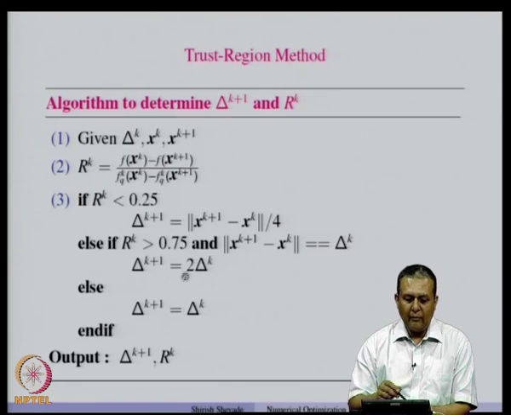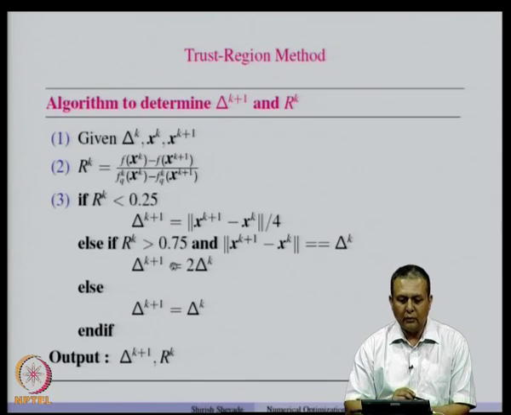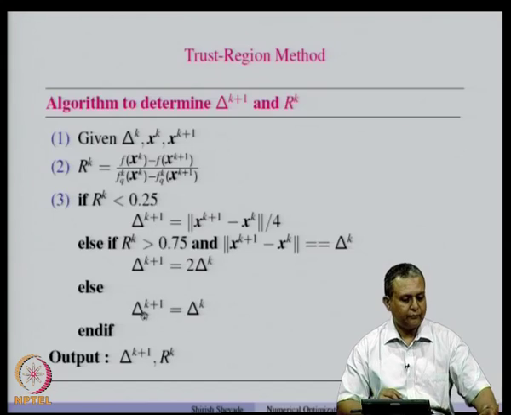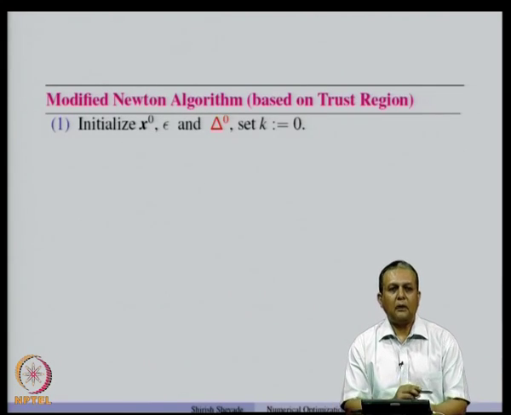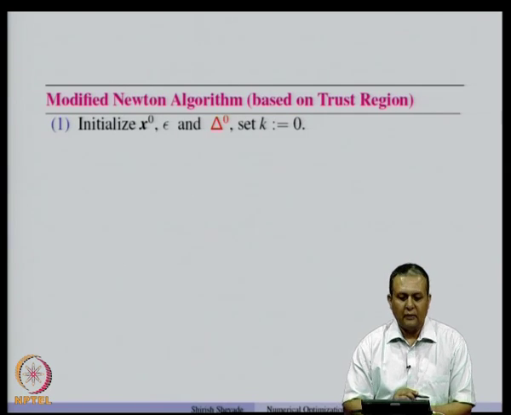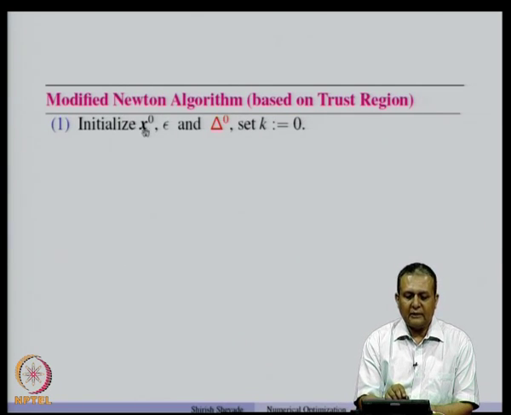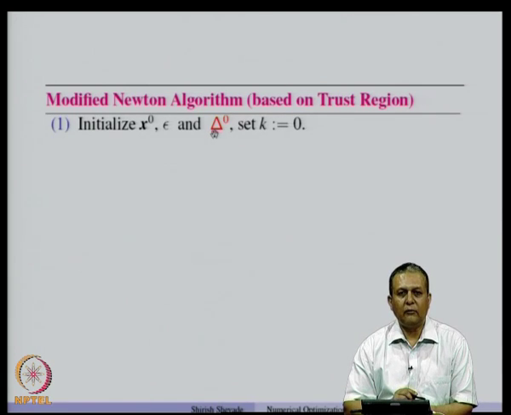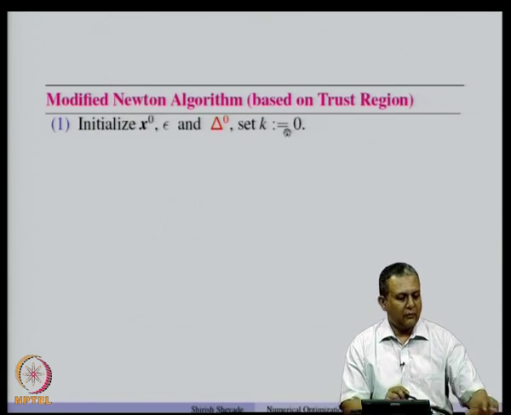and the algorithm returns delta k plus 1 and r k. R k is this ratio and delta k plus 1 is the new delta value for the new region of trust. Now, how does the modified Newton algorithm, which is based on trust region method, look like? So, as usual, we initialize x 0 and epsilon, and also initialize delta 0. This is a parameter that we will need, and the iteration count is set to 0.